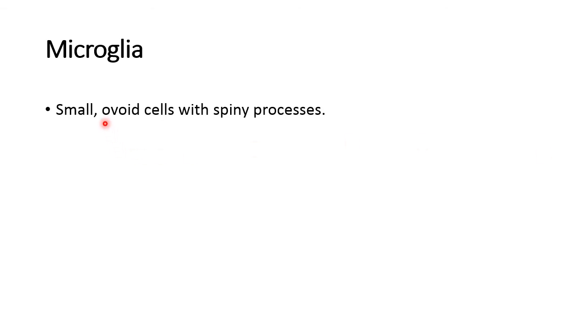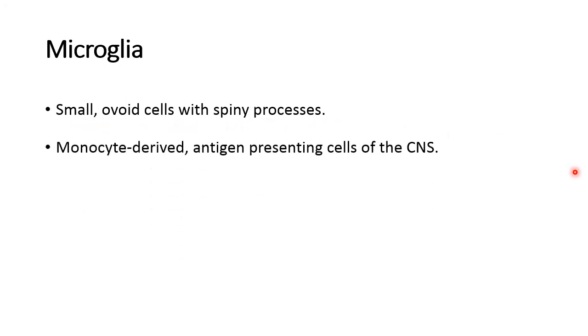The microglia, the fourth type of glial cell in the central nervous system, are small ovoid cells with spiny processes. They are monocyte-derived antigen-presenting cells of the central nervous system. They function as an immune defense for the central nervous system in the brain and spinal cord. They are monocyte-derived, unlike the other types of glial cells, which are derived either from the neural tube or the neural crest, but the microglia is derived from the circulating monocyte in the blood.